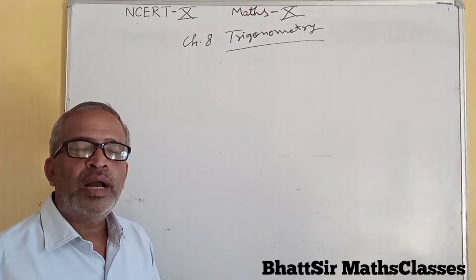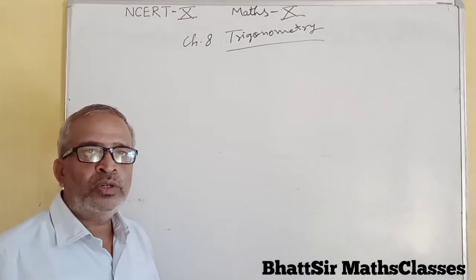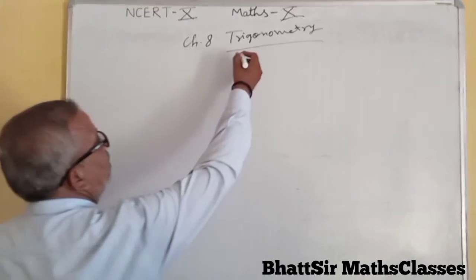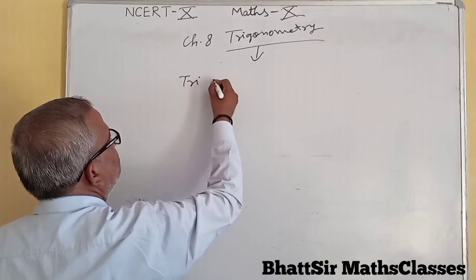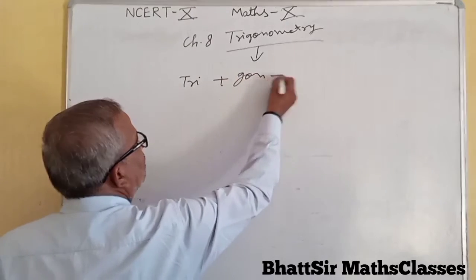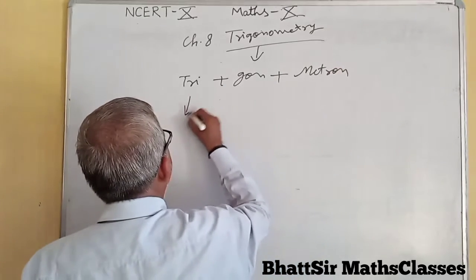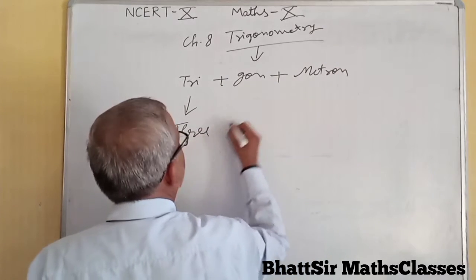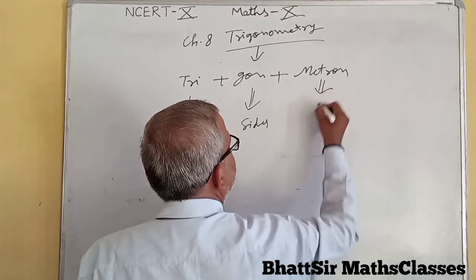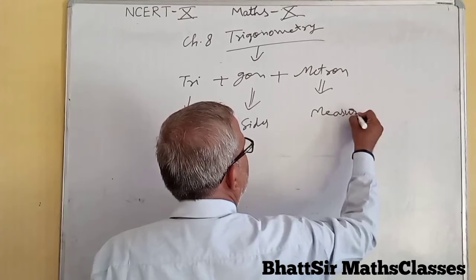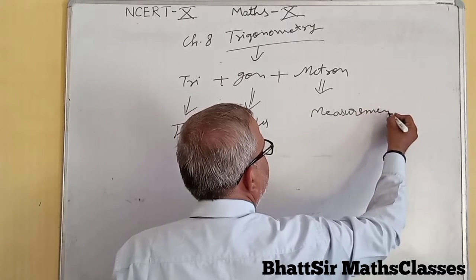Dear students, I am taking chapter 8, trigonometry, of 10th standard. So, trigonometry: tri plus gon plus metron. Tri means 3, gon means sides, metron means measure, measurement.